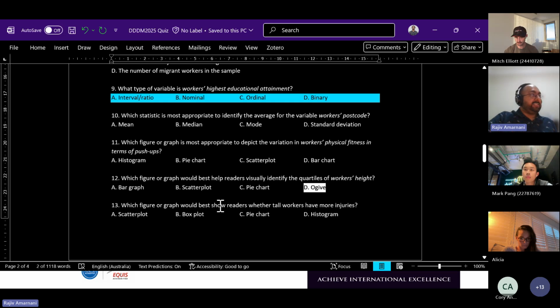For number 13, if you want to see whether tall workers have more injuries, you need a graph for showing how two variables fit together, two interval variables. So that's a scatter plot.